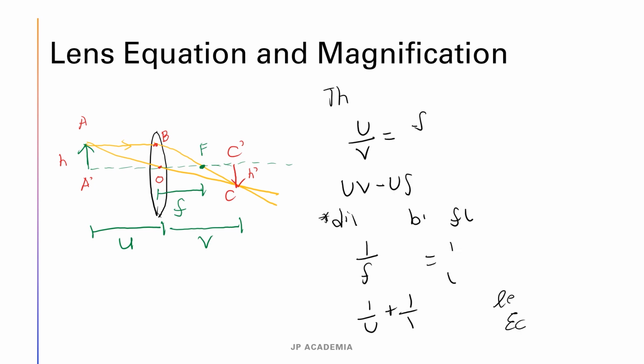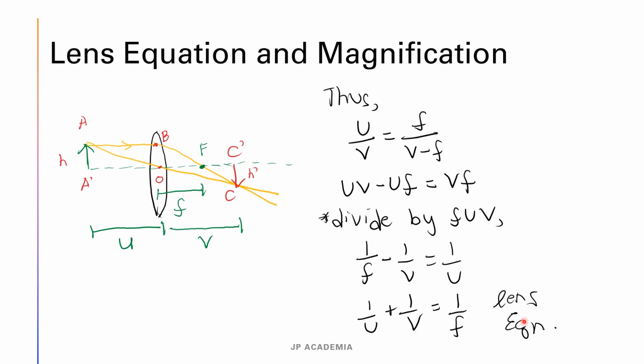Now, by manipulating those equations, we can have this final form. 1 over U plus 1 over V is equal to 1 over F. This is the lens equation. This is the same form as the mirror equation. I just changed the variable from D naught to U and D I to V. This describes all the possible arrangements, but take note of the sign convention.